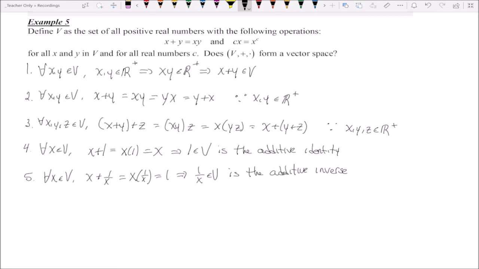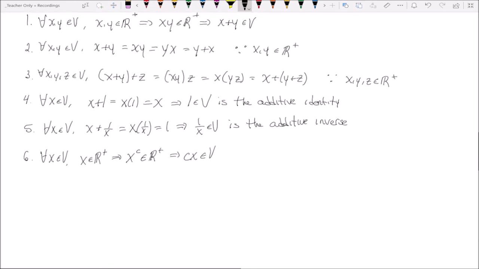We now need to look at the 5 for scalar multiplication. So first, prove that it is closed under scalar multiplication. So we know that x is a positive real number. So x to the c would also be a positive real number. So this means that c times x is in V, so it's closed under scalar multiplication.